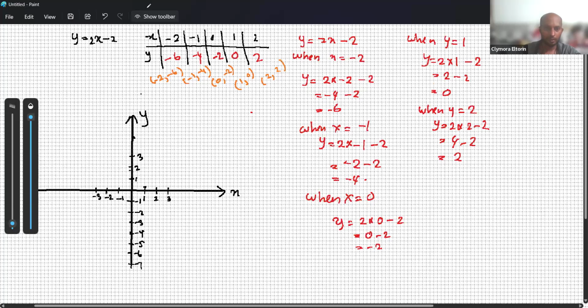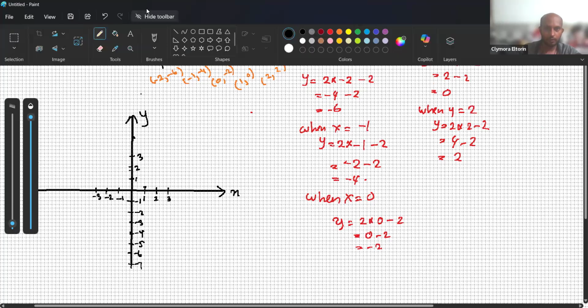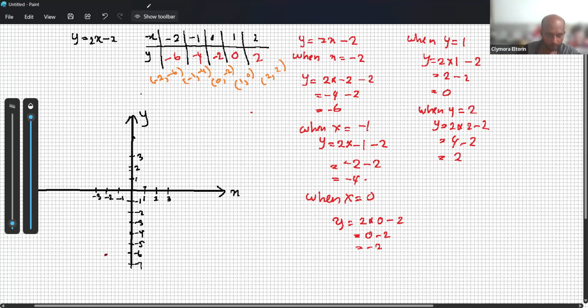Okay, let's plot the points. Minus 2 and minus 6. I'm taking another color for here. Minus 2 and minus 6, like this. Next one, minus 1 and minus 4. Okay. Next one, 0 and minus 2. It's in here. 1 and 0, it's in here. 2 and 2, it's in here. Let's plot.